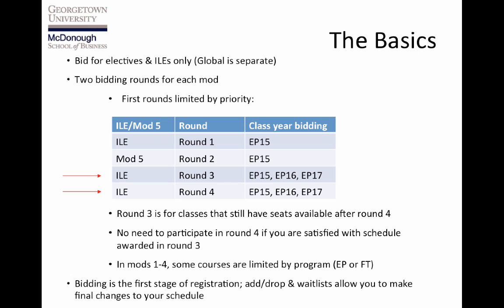So bidding is really the first stage of registration. Add, drop, and waiting lists allow you to make final changes and adjustments. So don't feel that if you don't get the courses that you want during bidding, you're completely out of luck. Add, drop, and waiting lists are a very viable way of getting into courses that you want. We'll talk about those a little later.